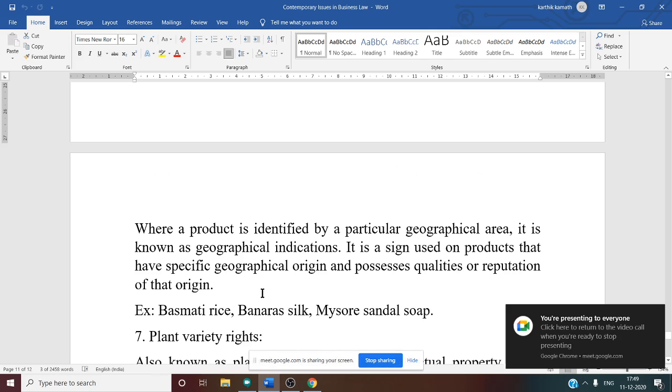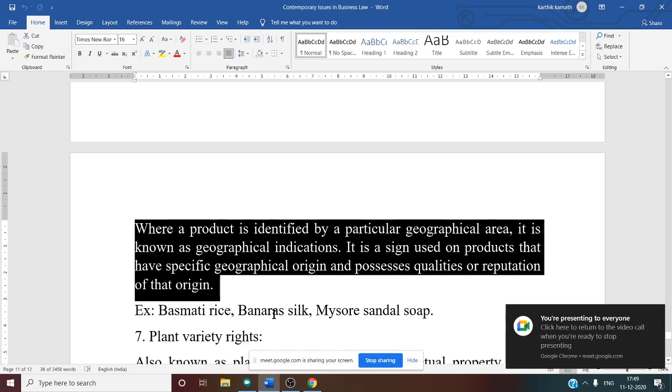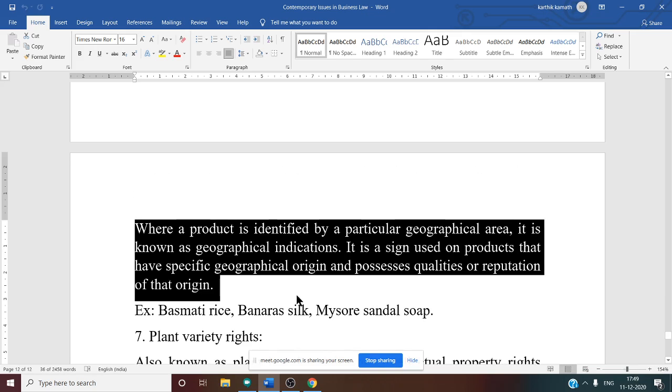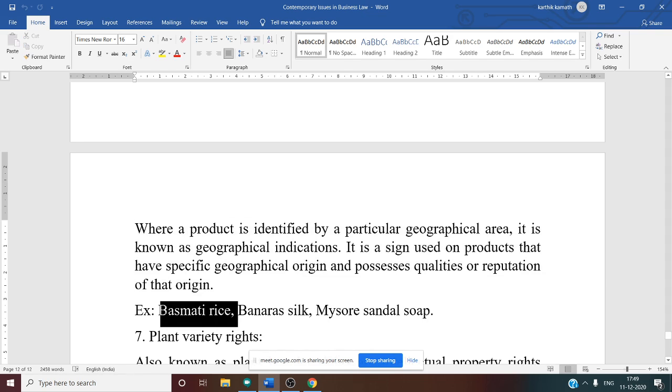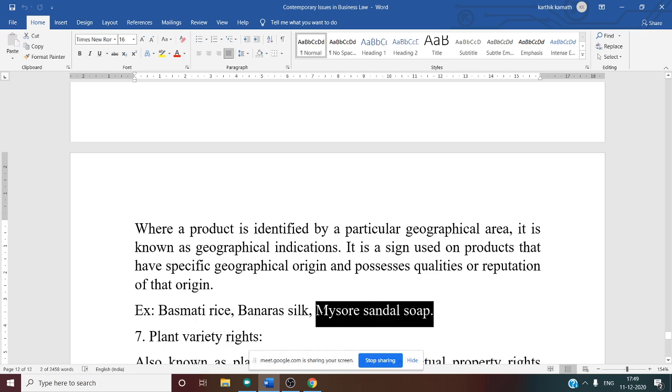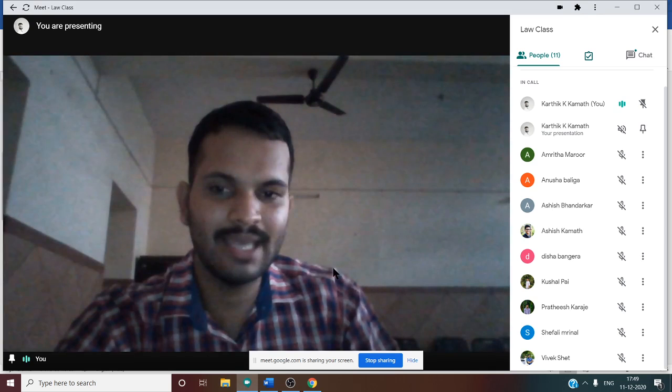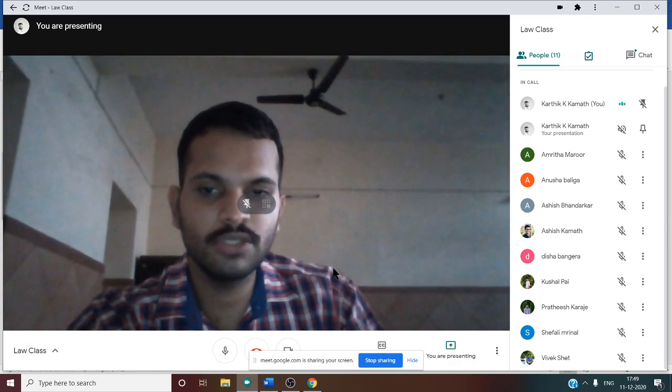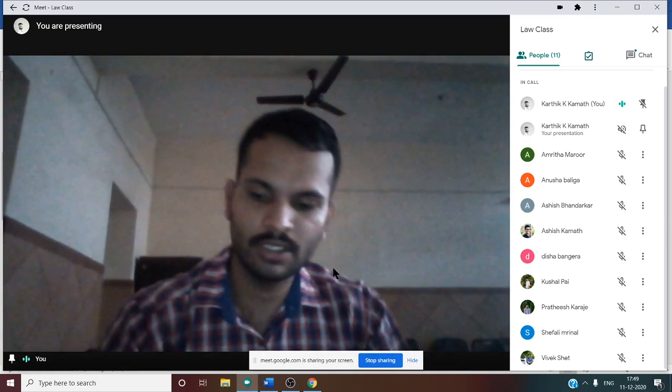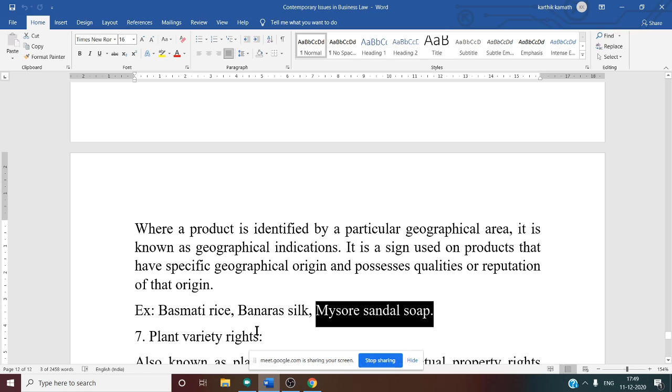Where the product is identified by a particular geographical area, it is known as a geographical indication. It is a sign used on products that have a specific geographical origin and possess the qualities or reputation of that origin. For example, Basmati rice, Banaras silk, Mysore Sandal Soap. So these are examples of geographical indication. This is about the sixth one.